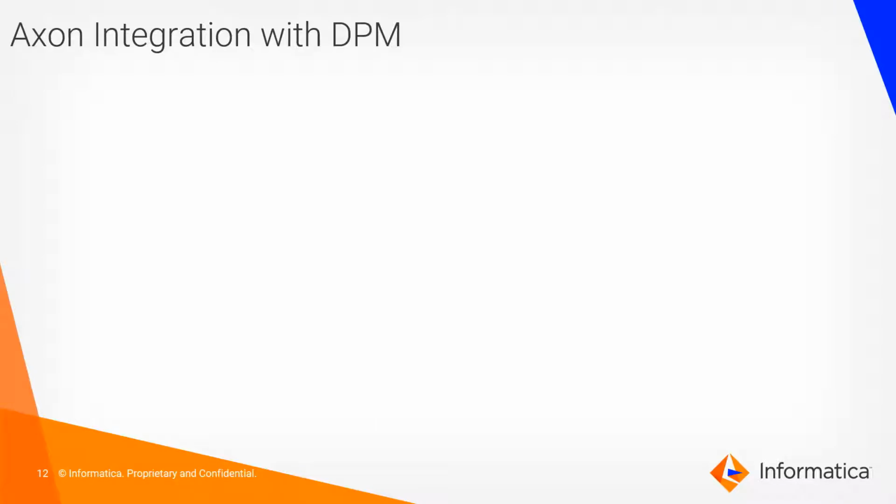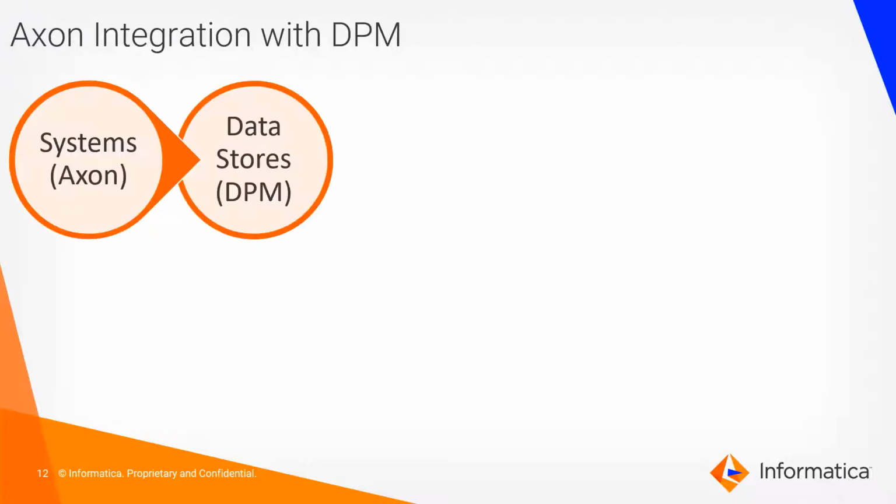So as I said, there are three touch points now with respect to this integration. We will go through them one by one. First one is you can link the systems and data stores. So this is something that you can see that you have already done. There is something that you should be aware of. The data stores and resources are one and the same. In EDC, you were seeing them as resources, and in DPM, it's called data stores, but they mean the same.